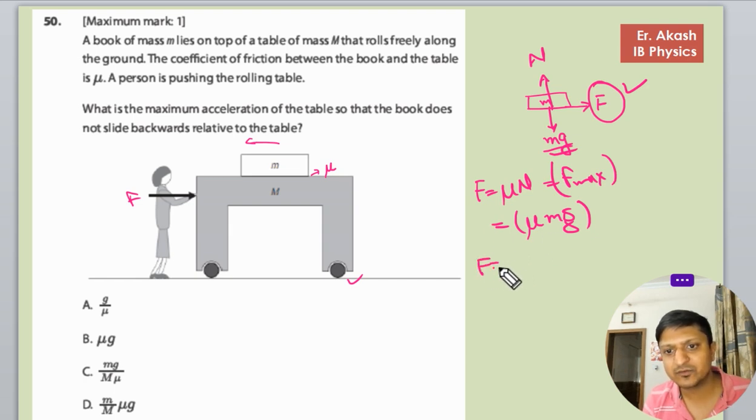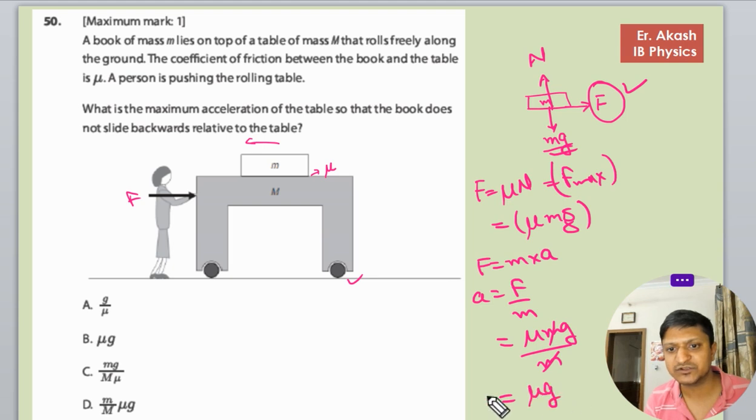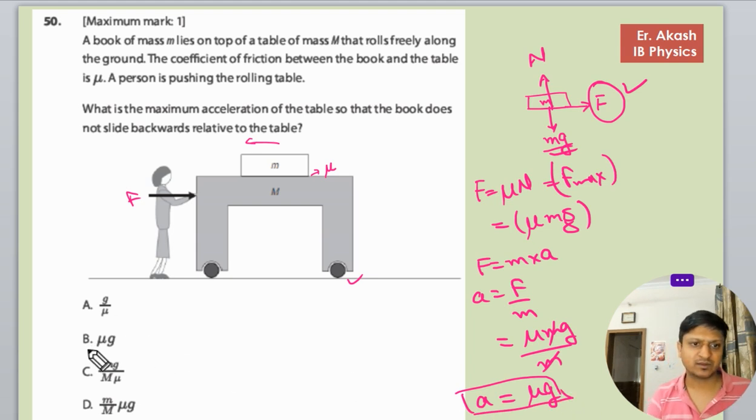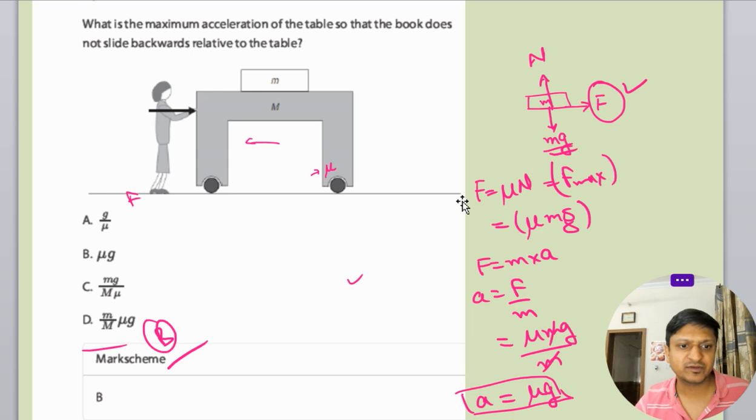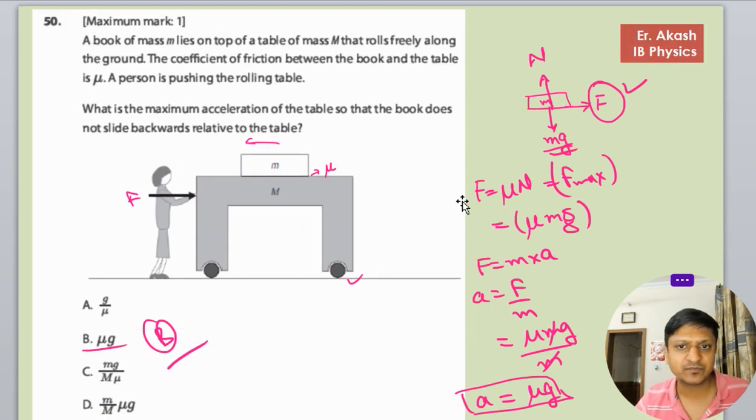So F equals m into a, and acceleration is F by m. So acceleration we have to find. Acceleration is force over mass, mu mg by m, with m cancelling out. This is mu g. So the acceleration is mu g. Now we will check the mark scheme. Mark scheme says B is the right answer.